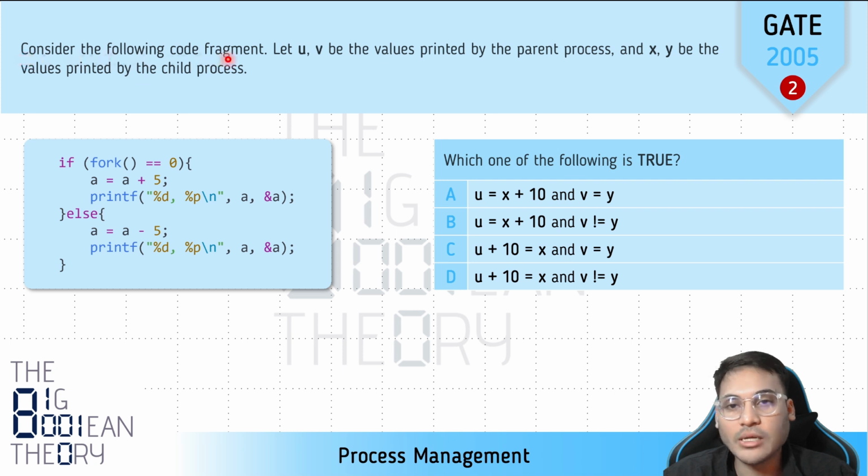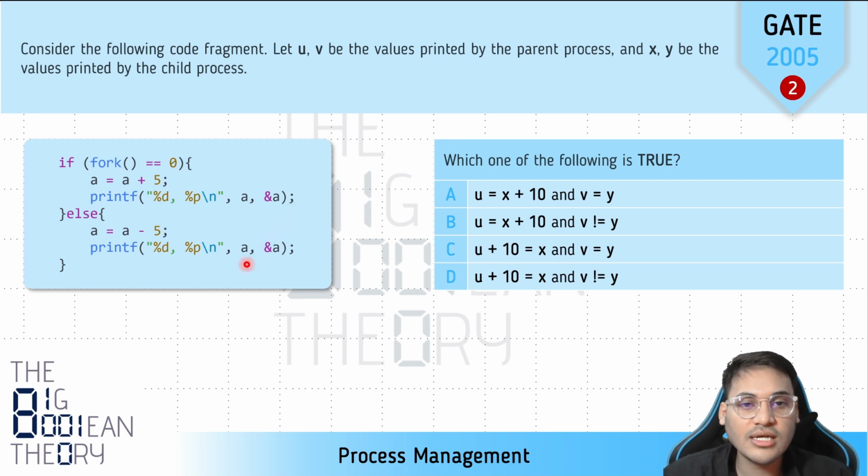Consider the following code fragment. This is the code that they're talking about. Let u and v be the values printed by the parent process and x and y be the values printed by the child process. So basically, this is a code snippet, and as you can see, there is a fork system call. When the fork system call is executed, there will be a parent and a child process. A new process will be created. As you can see, there are some printf statements. This printf statement is printing two values. In case of the parent process, we are assuming that it is u and v. In case of the child process, these values are named x and y.